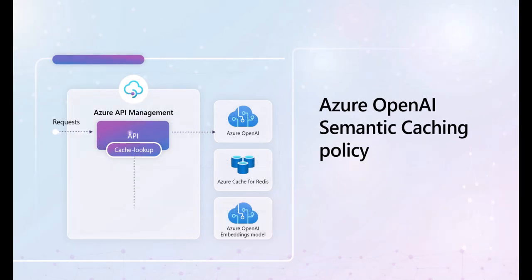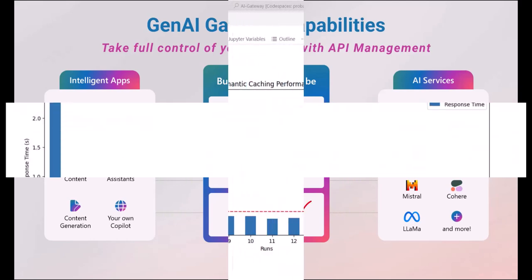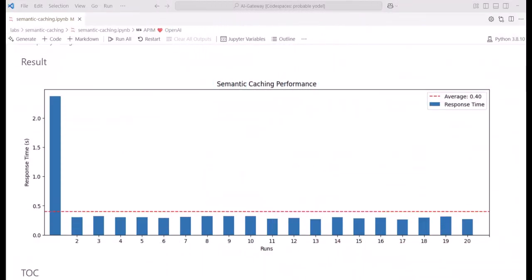In this video, we'll spend some time going through the semantic caching policies offered in Azure API Management for your AI APIs. During the introduction, we already established that APIs are at the core of GenAI development, and that now more than ever, these APIs need to be better managed, secured, and governed. Here, we'll see how you can minimize costs while making your applications more performant by reducing the overall number of API calls hitting your backend.